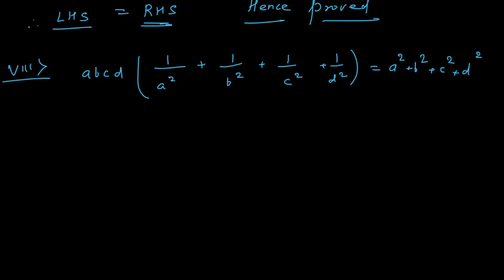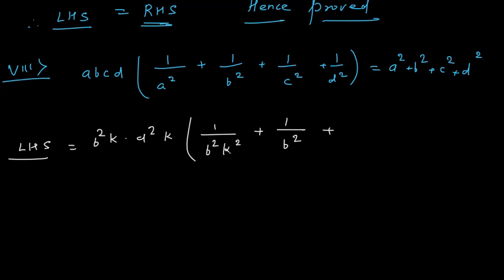Outside it is abcd. So here a can be written as LHS. We will start with the left hand side. So the left hand side, a I can write as bk. bk into b is b square k, into c is dk, so it will become d square into k, into 1 upon a square, so here it is b square k square, plus 1 upon b square only, plus 1 upon d square k square, plus 1 upon d square.